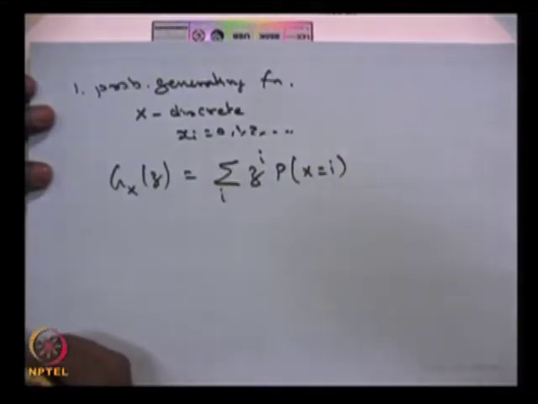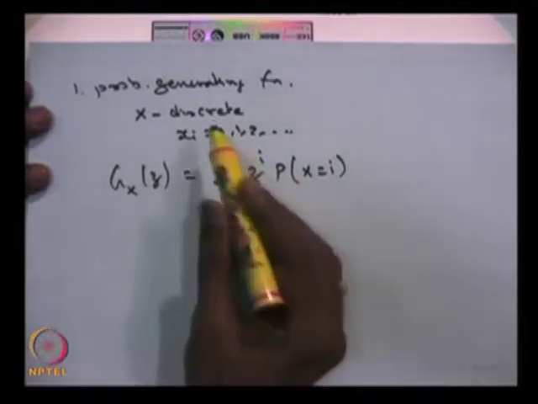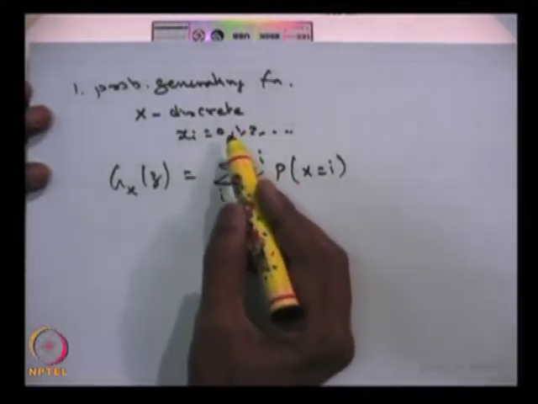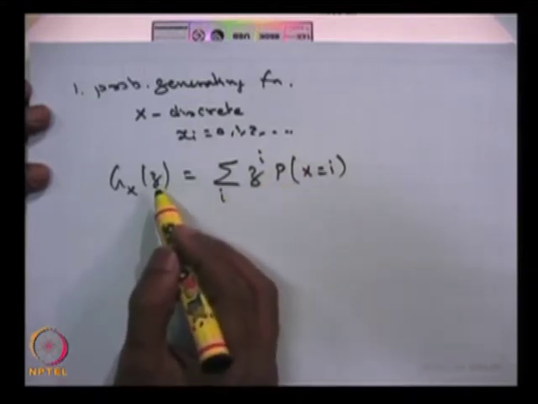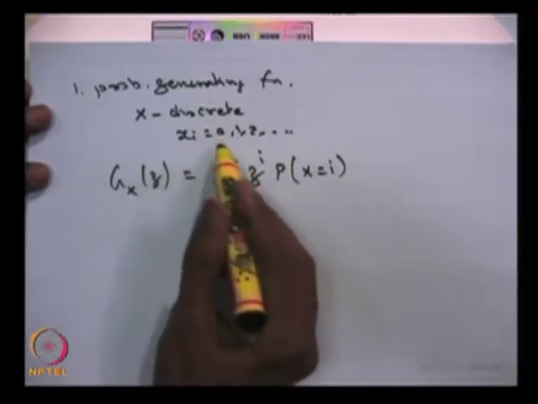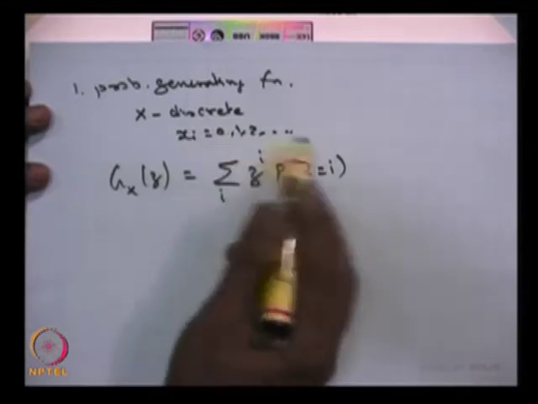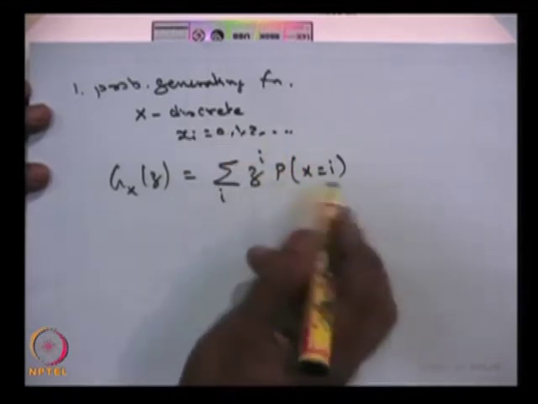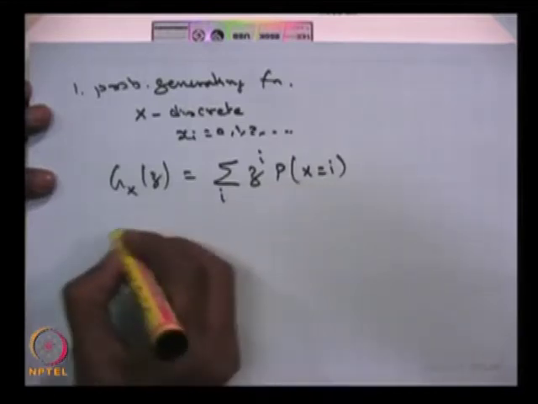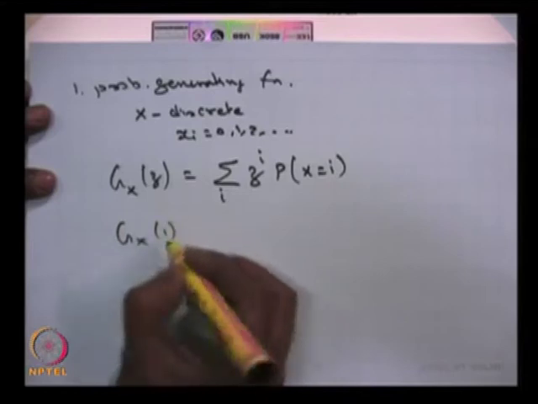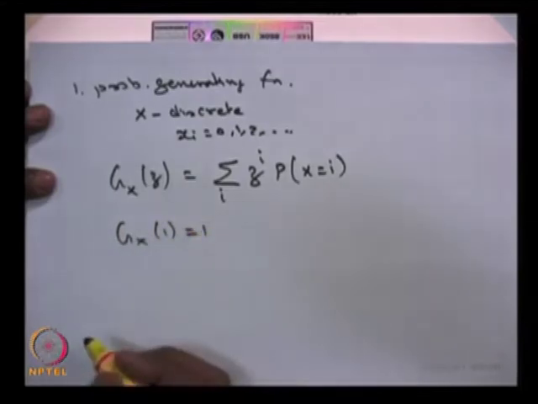times the probability that X takes the value i, for all possible values of i. That means, if the discrete random variable takes only countably finite values, then the probability generating function is a polynomial. If the discrete random variable takes countably infinite values, then it is going to be a series. This series always converges, and its value at 1 is going to be 1.